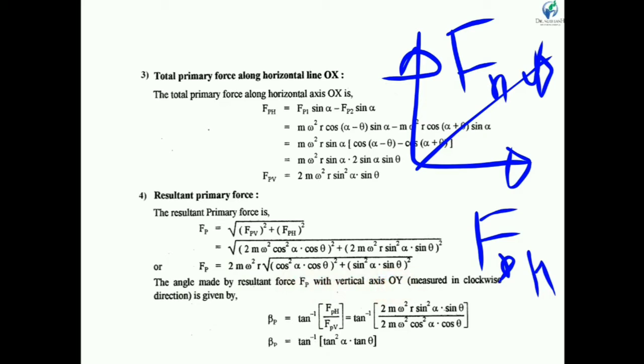And if we want the angle made by the resultant with the vertical line, then beta p is tan inverse vertical component upon horizontal component. So if we put the value, we get beta p is tan inverse in a bracket tan square alpha into tan theta.